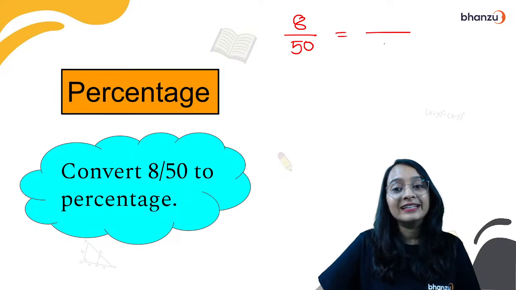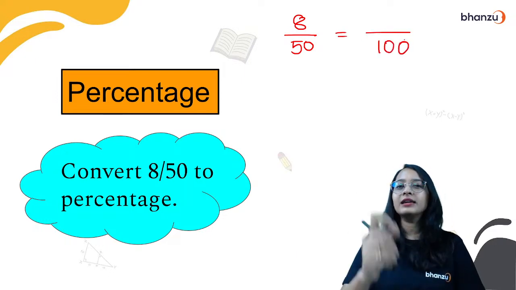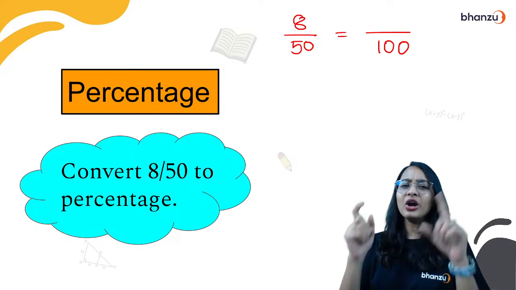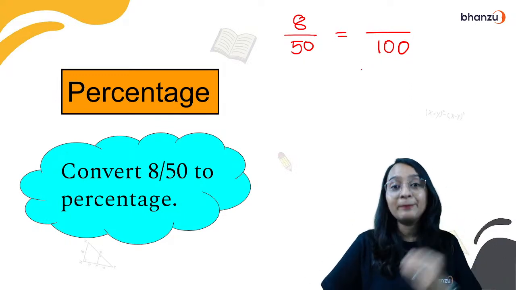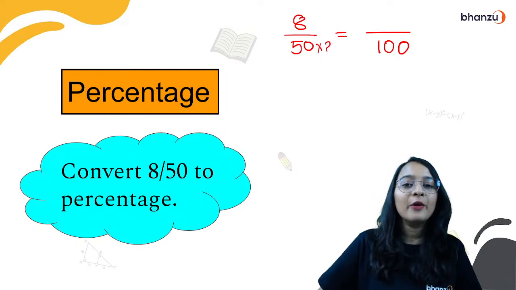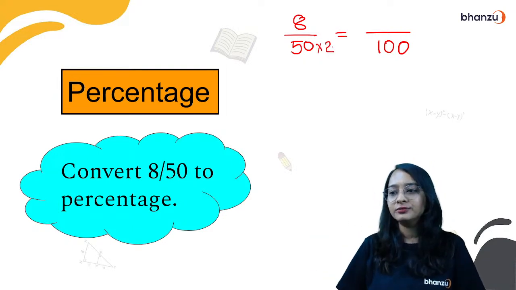We know that the denominator always has to be 100, right? So now how am I supposed to make my 50 into 100? How is that mathematically possible? It is only possible when I multiply the denominator with 2, right?